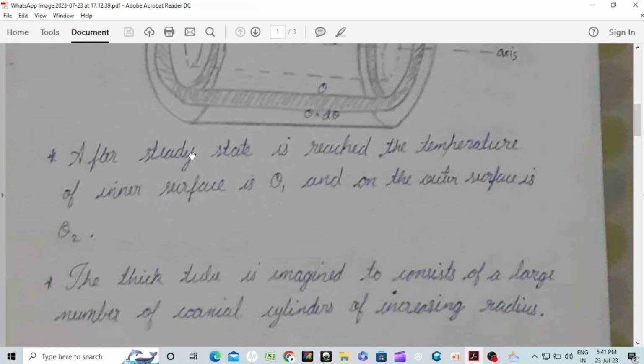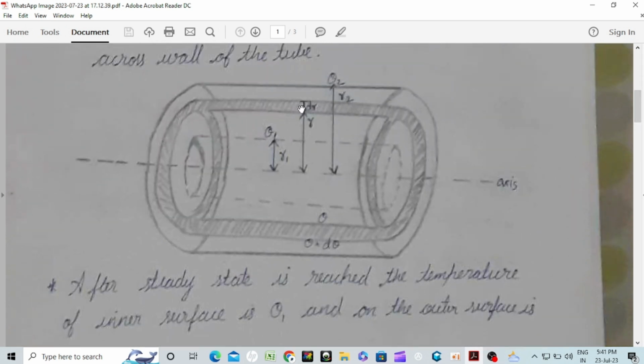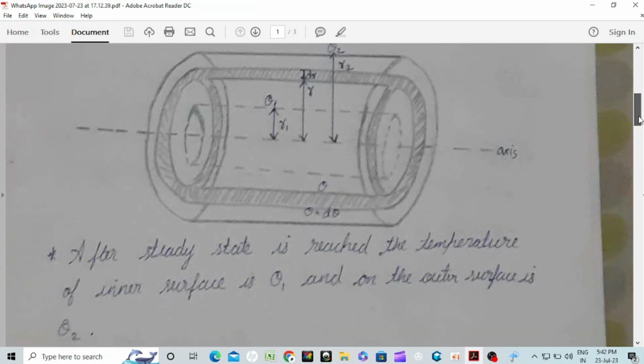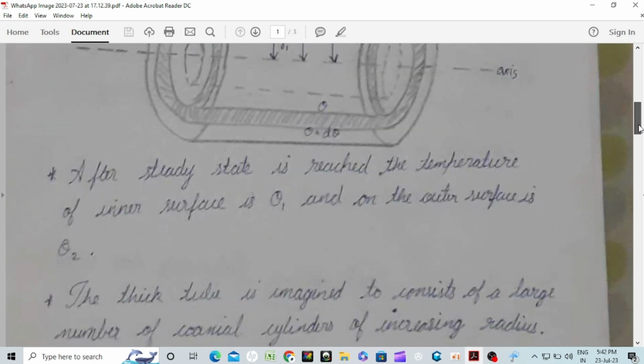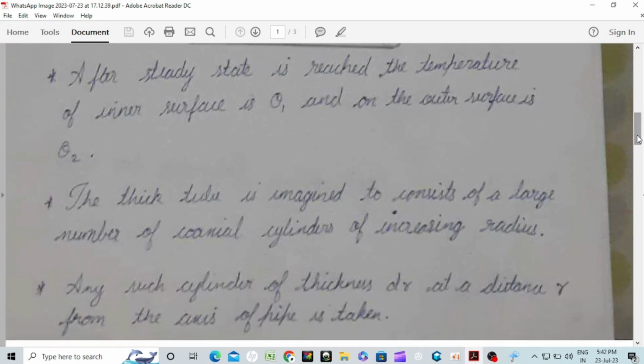After some time, steady state is reached. The temperature of the inner cylinder is theta 1 and on the outer cylinder it is theta 2 after reaching the steady state. Steady state means after heating for some time, the temperature remains constant. It does not change with time. So at this state, we can say that our specimen has reached the steady state condition.